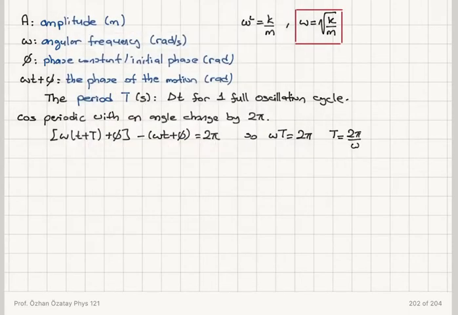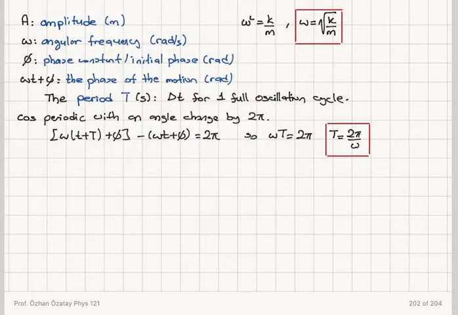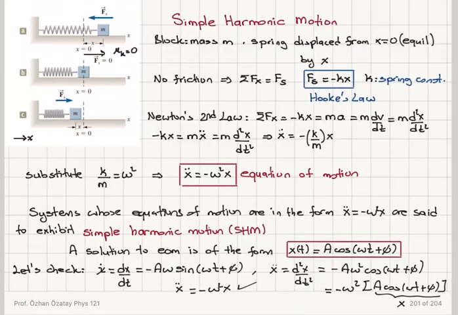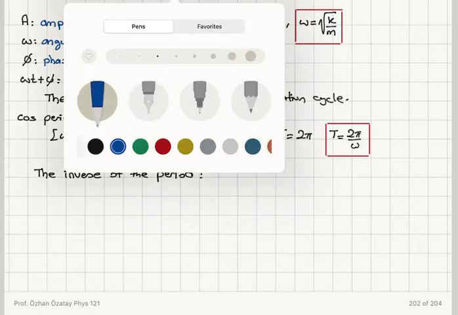This will give me omega times the period is equal to 2 pi. In other words, the period of oscillation is 2 pi divided by omega. So that will be the time it takes for the particle to complete one full cycle of its motion, or this block of mass m to complete one full cycle of its motion.